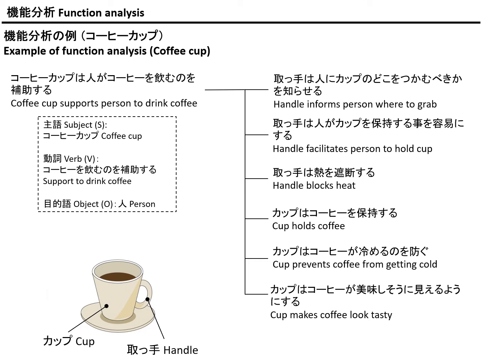So what happens if we perform function analysis on the function coffee cup supports person to drink coffee? Probably handle, which is a part of the coffee cup, informs person where to grab, and handle facilitates person to hold a cup, and handle blocks heat, and cup holds coffee, and cup prevents coffee from getting cold, and cup makes coffee look nice. Cup makes coffee look tasty. So you could clearly recognize by using function analysis what a coffee cup is.